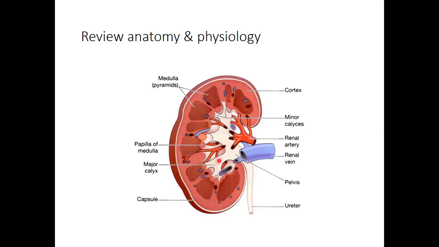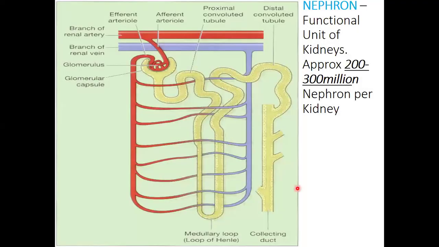This becomes the renal pelvis, eventually leaves the kidney as the ureter. Now, the gross part of the kidney is not so useful when discussing glomerulonephritis. I want us to look at the histological part of the kidney, the microscopic part. We are looking at a nephron. So this is a nephron.